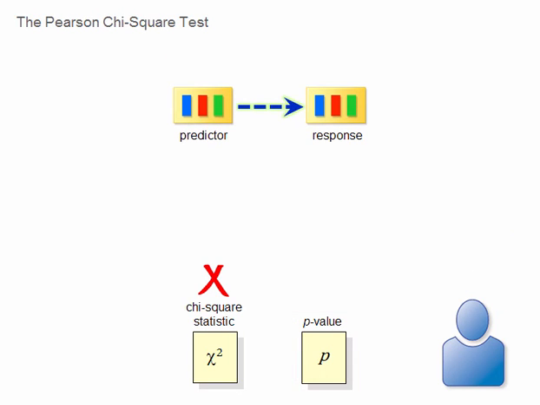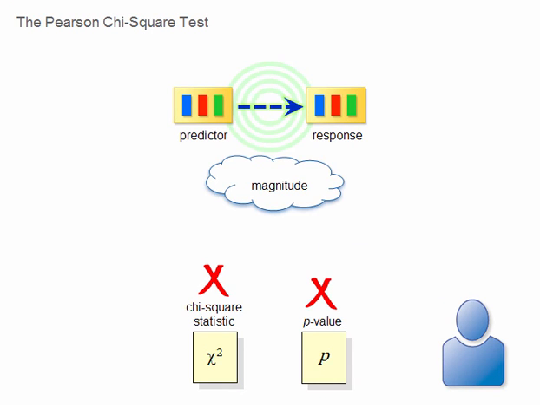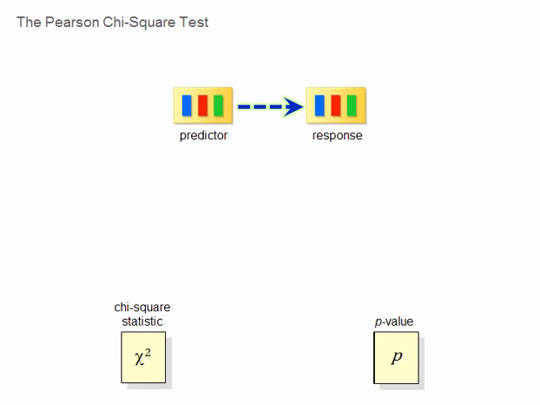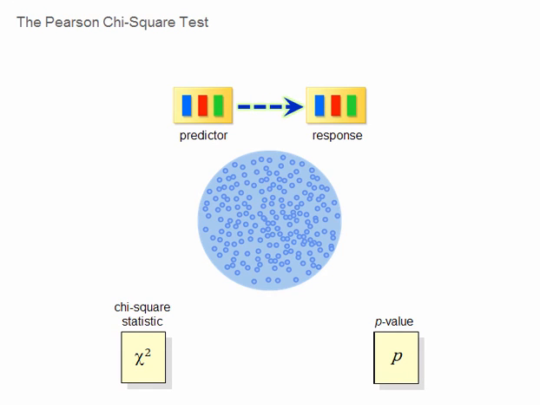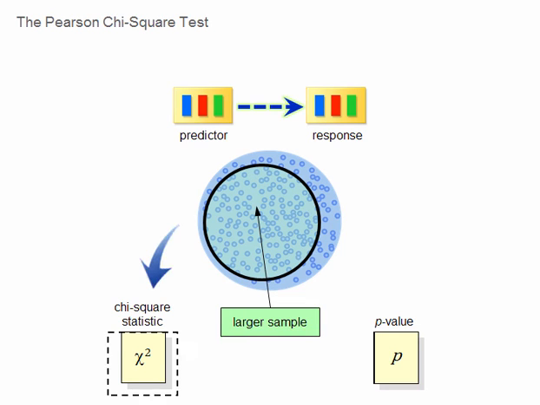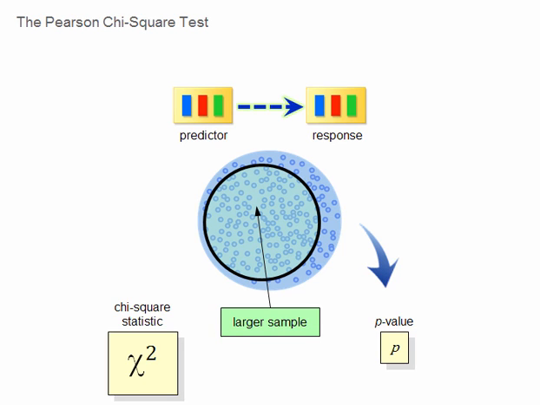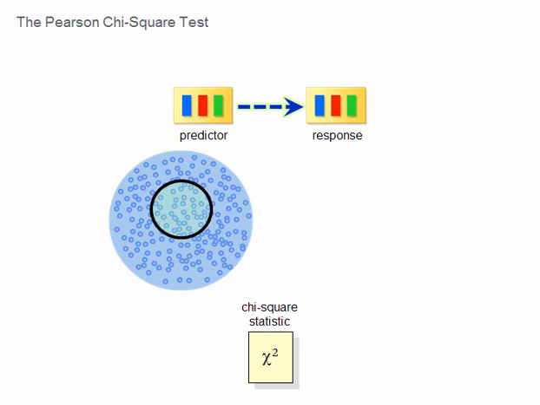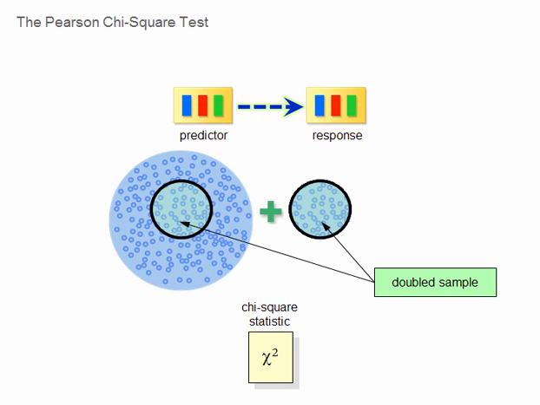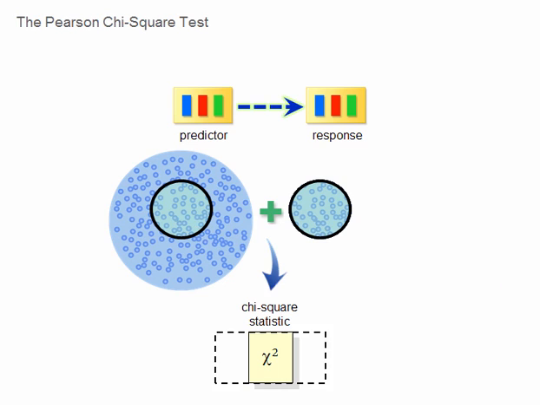However, neither the chi-square statistic nor its p-value tells you the magnitude of an association. Chi-square statistics and their p-values depend on and reflect the sample size. A larger sample size yields a larger chi-square statistic and a smaller corresponding p-value, even though the association might not be all that strong. For example, if you double the size of your sample by duplicating each observation, you double the value of the chi-square statistic, even though the strength of the association does not change.